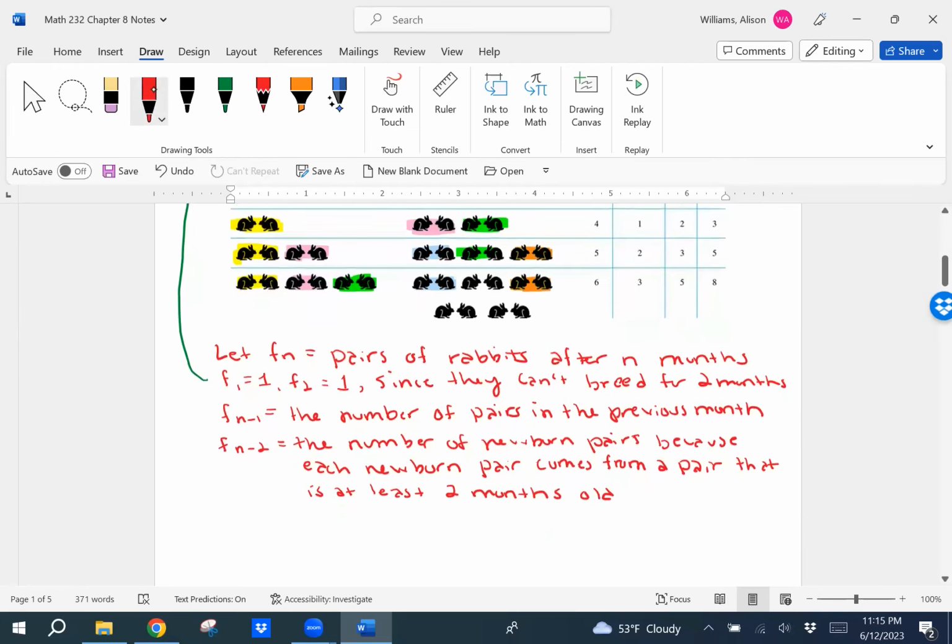So f sub n is going to equal the previous month's pairs plus the newborn pairs. And this is going to occur when n is bigger than or equal to 3, because the first 2 cases for the first 2 months are those initial conditions that we had to set based on the rules. And there you go. That is how you produce a formula in general to show that it's always going to work. So one of these numbers is representing the previous month's pairs that have already existed, and the other one is representing the newborns that are coming along.